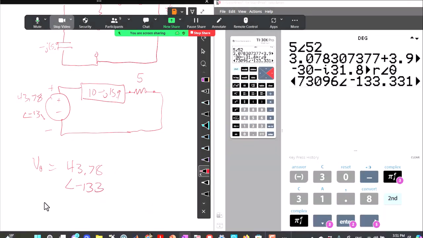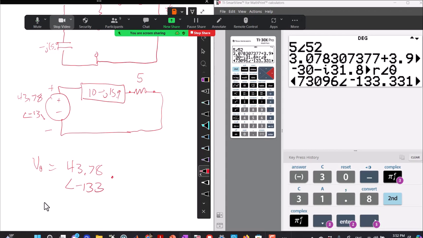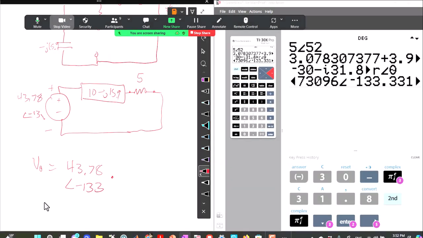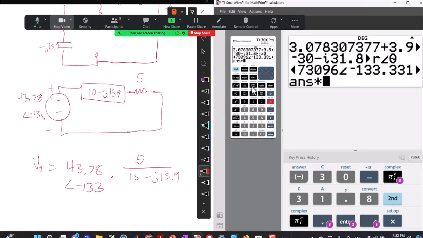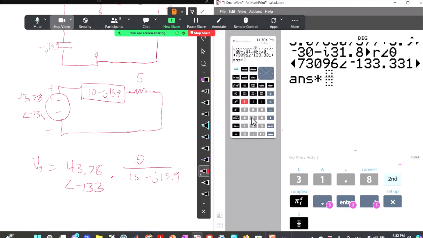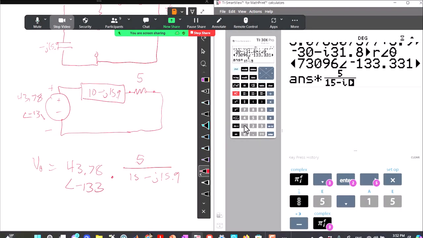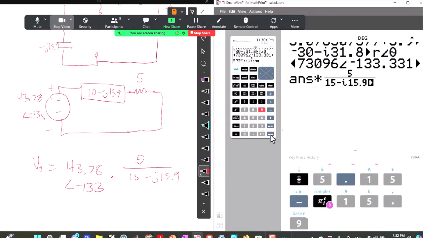negative 133, times, oh, and I wanted to get back to y'all about the current division, so I'm going to do that after I finish this problem. 5 over, and then I'll add the two impedances together, so that's 15 minus J 15.9. And let's see if by any chance this gets us the right answer. So it'll be times 5 over 15 minus J 15.9.